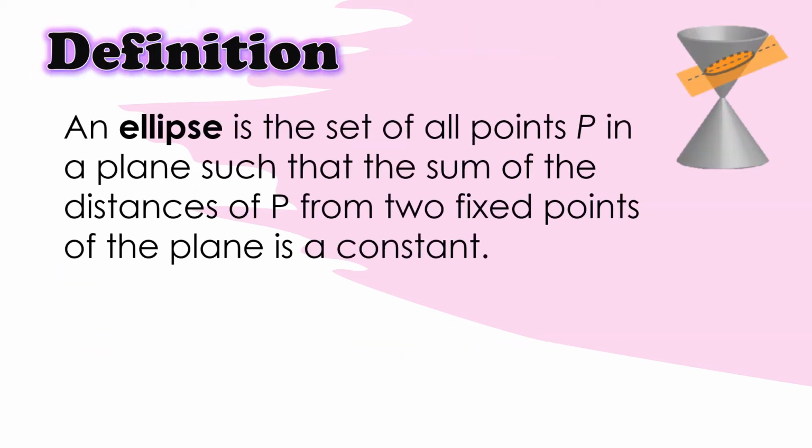Now let us have the definition of an ellipse. An ellipse is the set of all points P in a plane such that the sum of the distances of P from two fixed points of the plane is a constant.